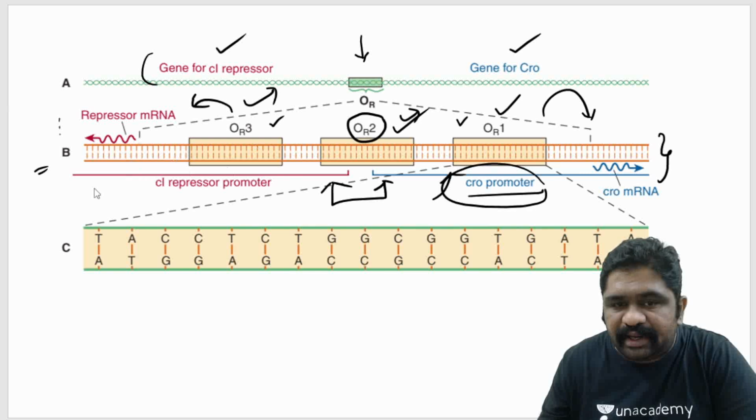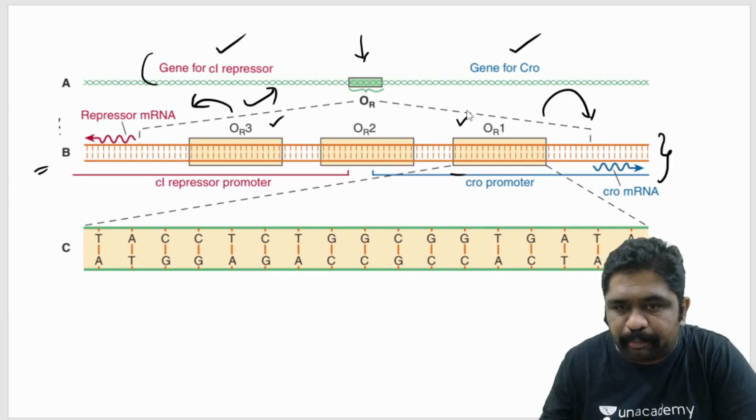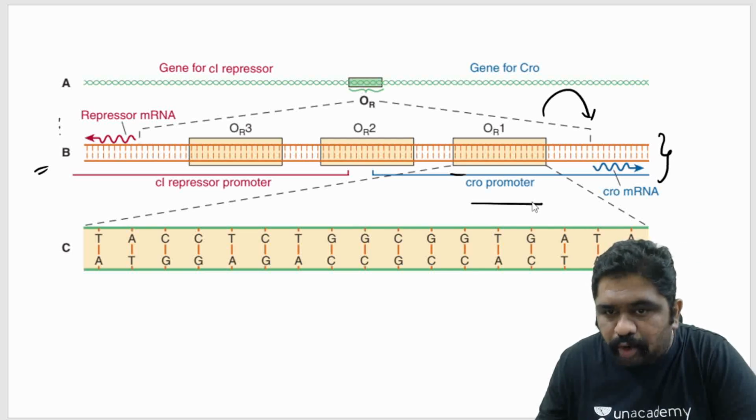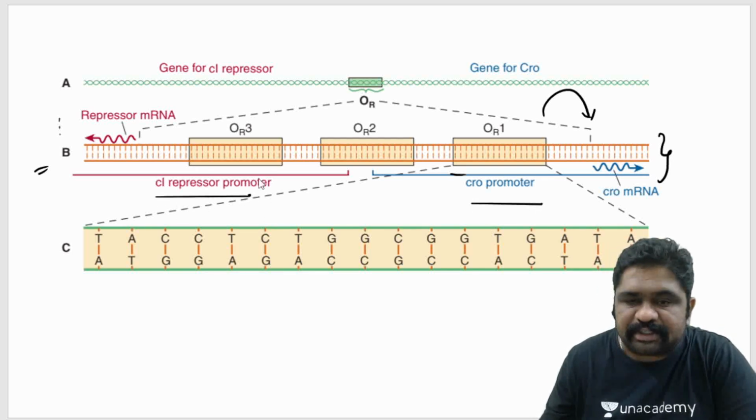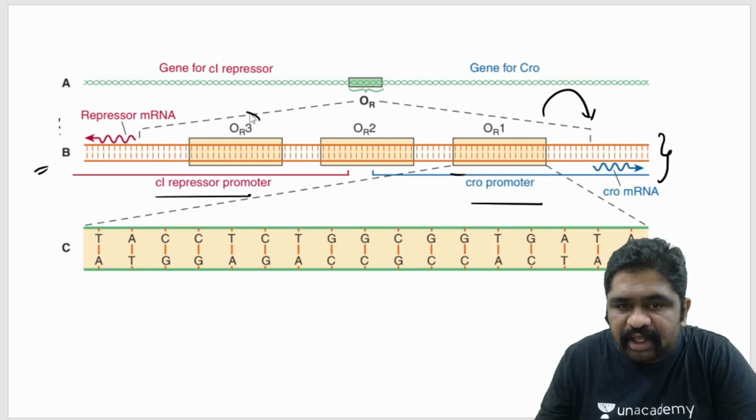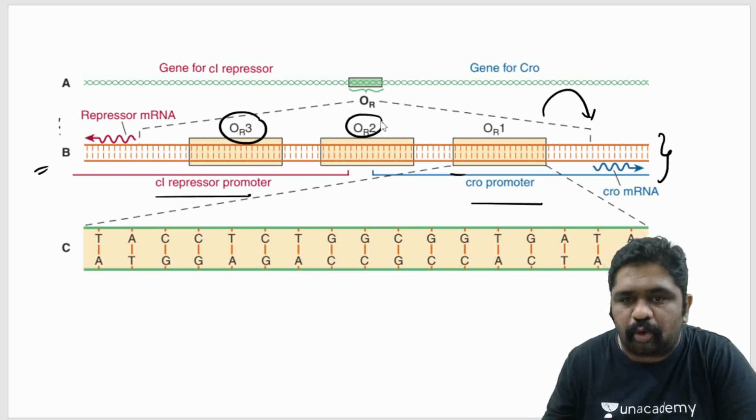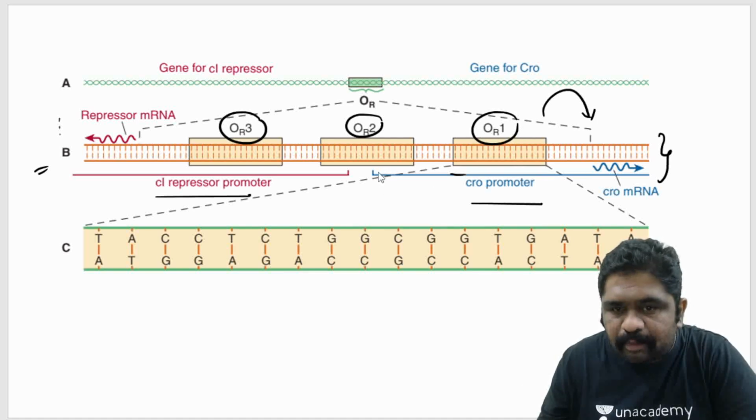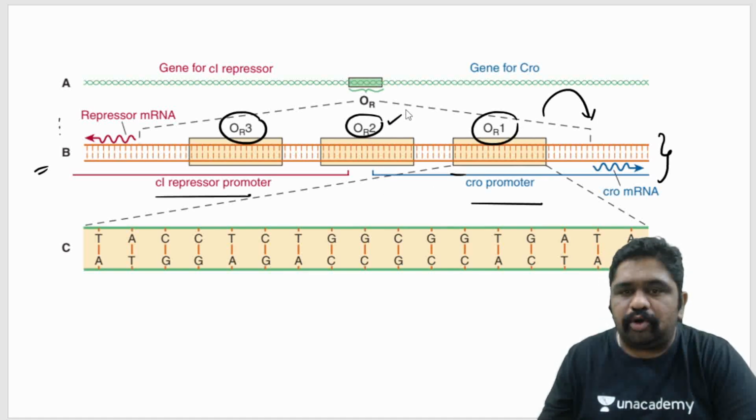Again, let me erase the annotations for you to see this better. So I repeat, at this level you have the CRO promoter and the CI repressor promoter. The CI repressor promoter area will have OR3 and a portion of OR2 overlapped. The CRO promoter will have OR1 and a portion that is overlapping onto OR2.